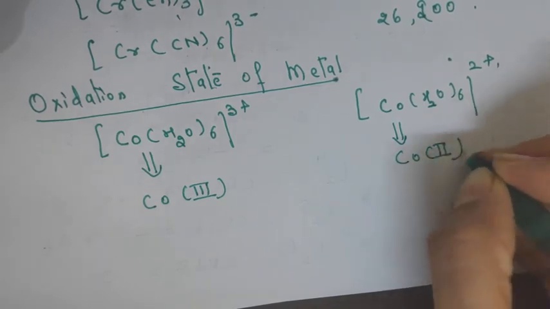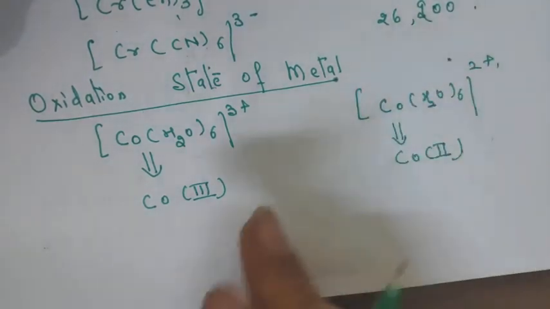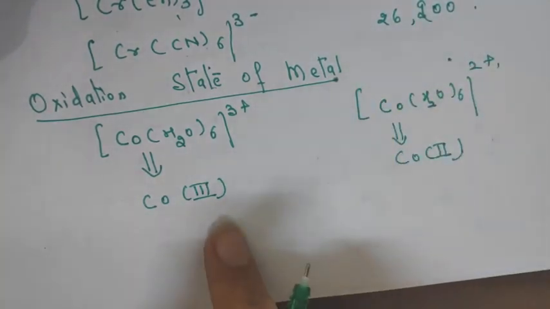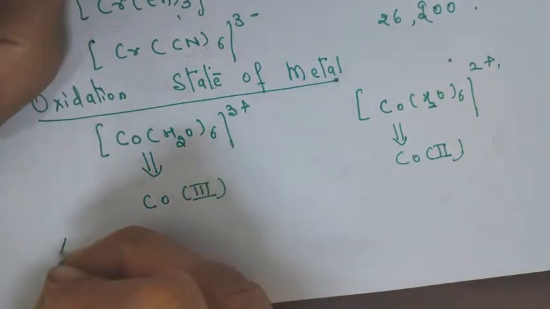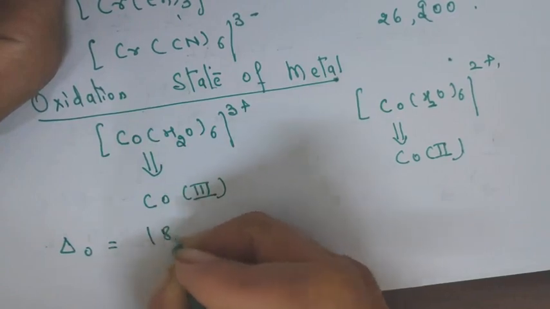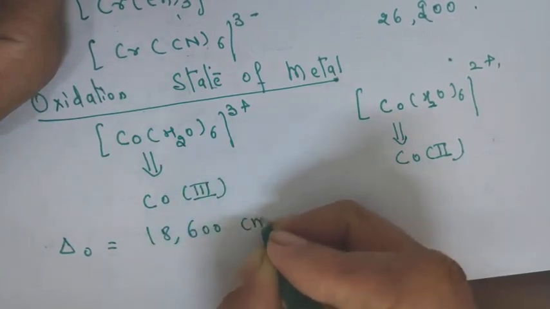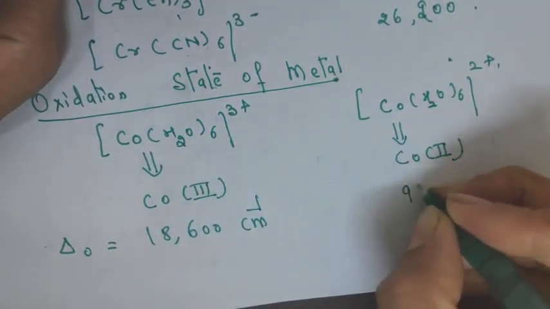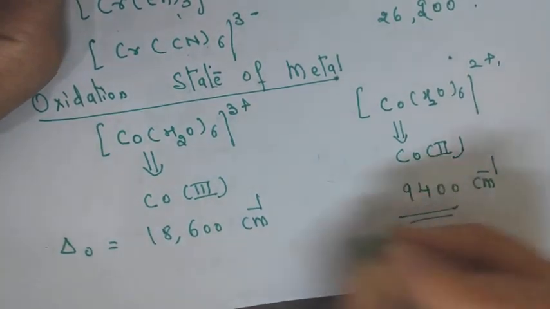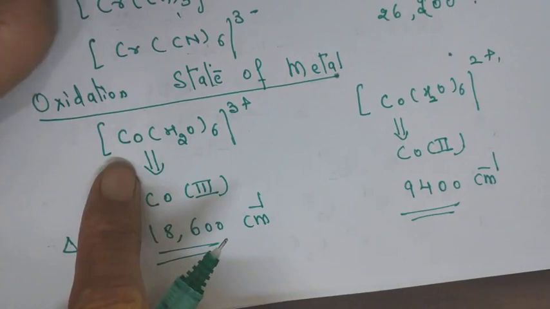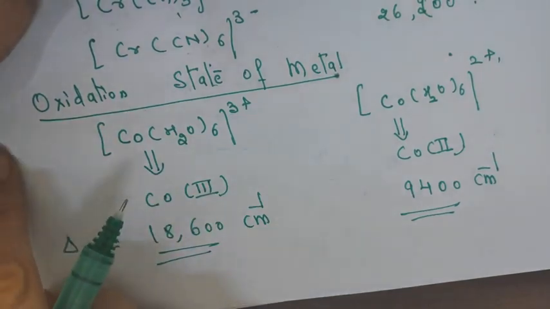What I told you: larger the oxidation state of the metal, more will be the value of crystal field splitting. So in this complex, the value of delta naught is 18,600 centimeter inverse, whereas in the other complex, it is 9,400 centimeter inverse. So larger the oxidation state of the metal, more will be the value of crystal field splitting.